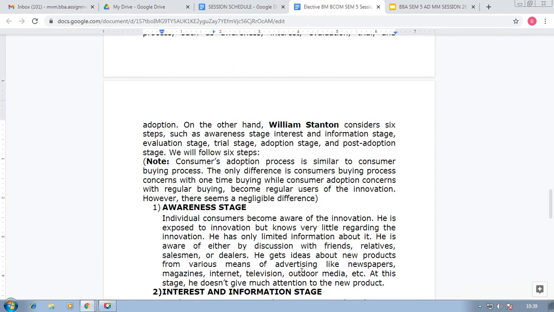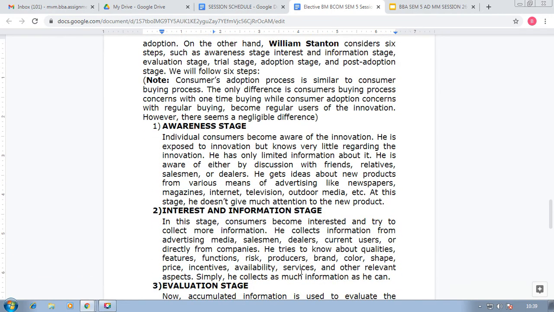The first step, students, is the awareness stage. Now this is the normal adoption process that will be followed by the consumers, or you can say the regular users. This adoption process is always different; it will be followed according to the type and nature of the product, as well as according to the type of user or the buyer.